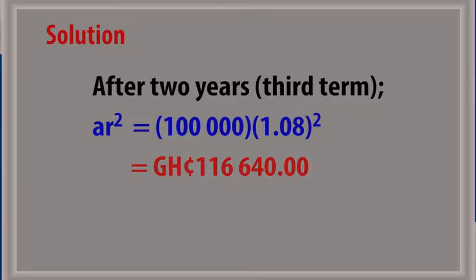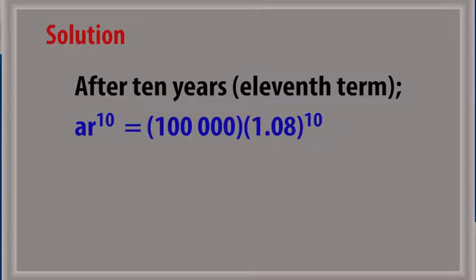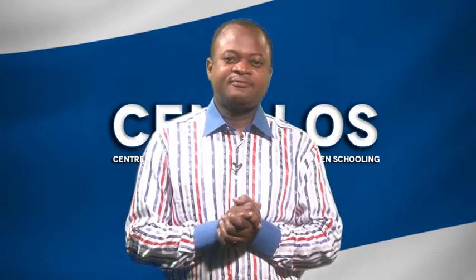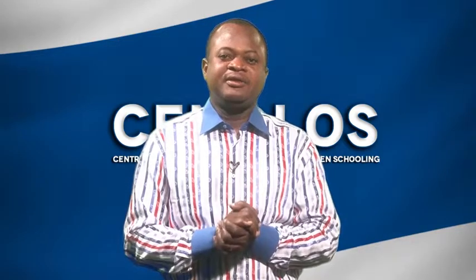And finally, the C part. After 10 years is the 11th term, AR raised to the power 10. And so we have 100,000 times 1.08 raised to the power 10, which is equal to 215,890 Ghana cedis. Good. There are so many questions involving application of geometric progression. I advise you to solve more questions in our question banks and in your notes too.